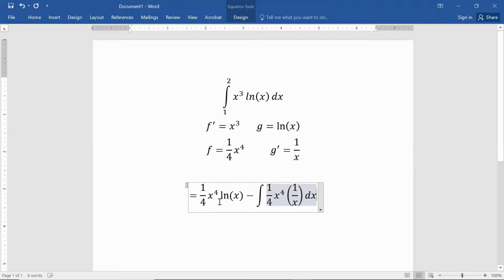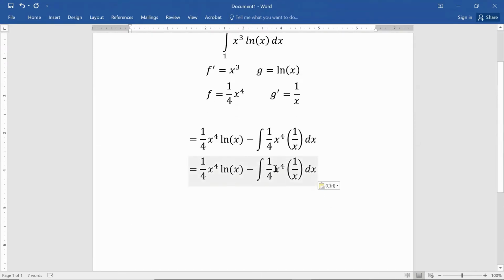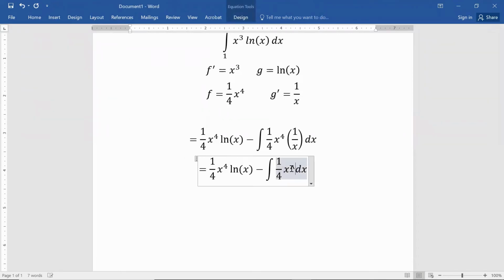with respect to x. Now, I have conveniently left off the 2 to 1 because this kind of mixes an integration with a piece we've already integrated. So I am purposefully leaving off the bounds right now until I get to a further step. In particular, I'm waiting until after I've integrated this to plug in those bounds. Here we have 1/4 x to the 4th natural log of x minus the integral of 1/4 x to the 3rd.